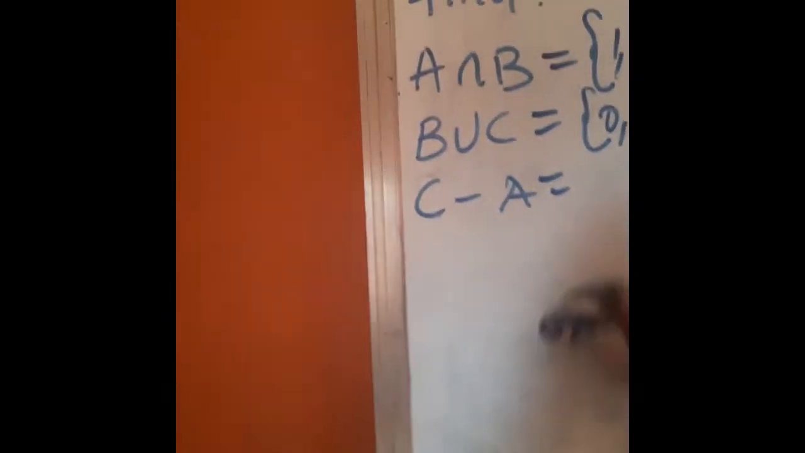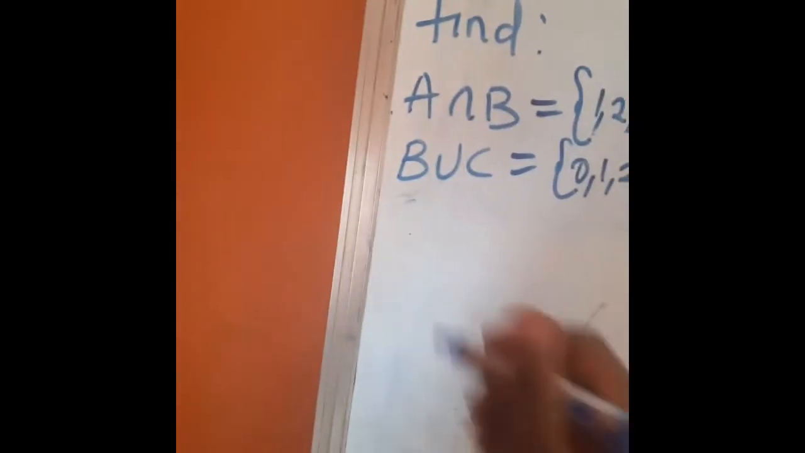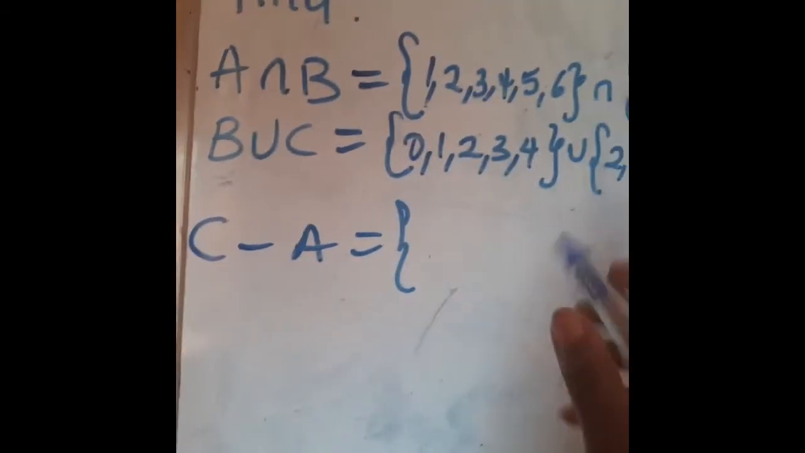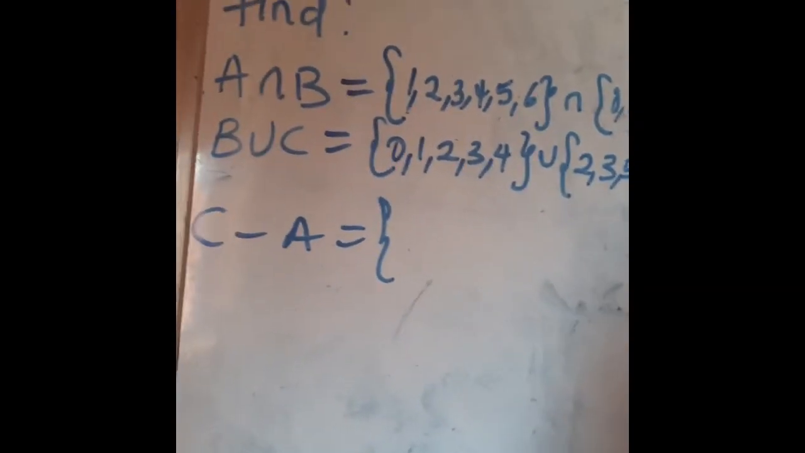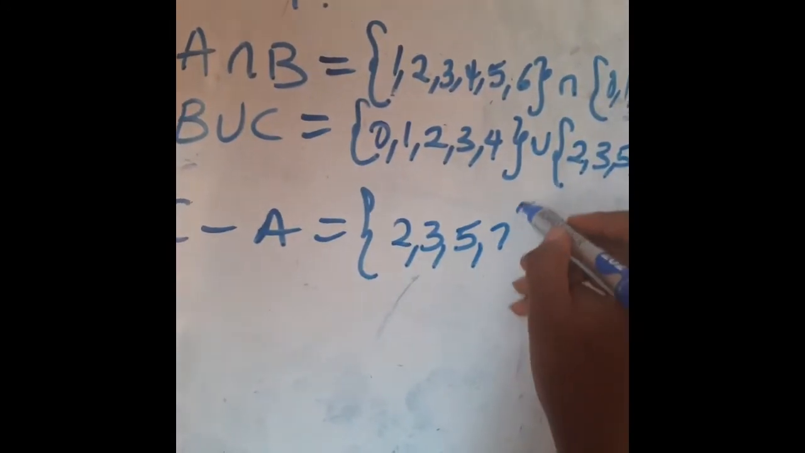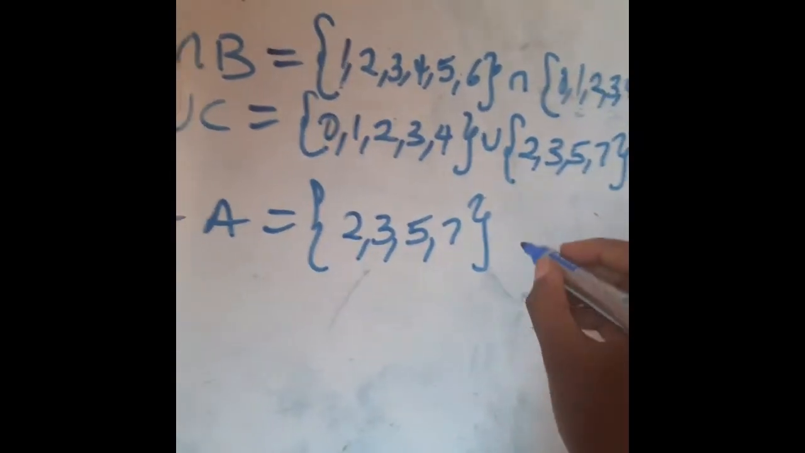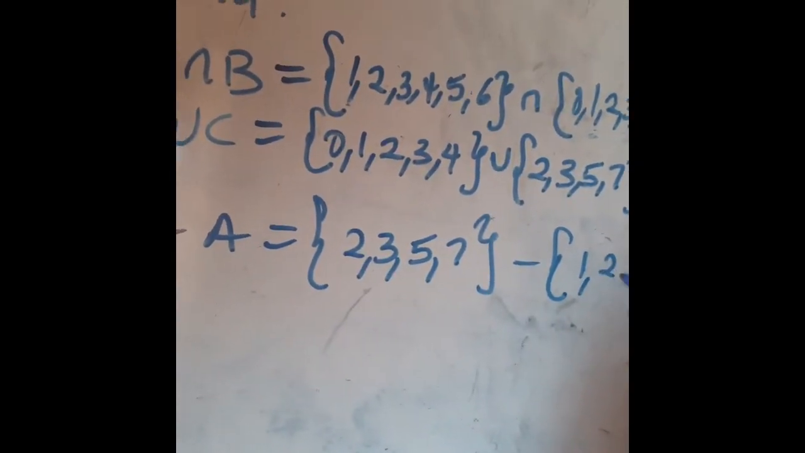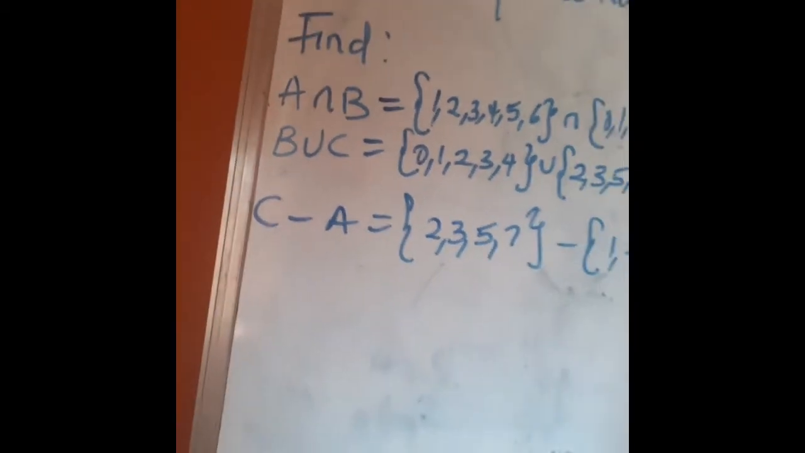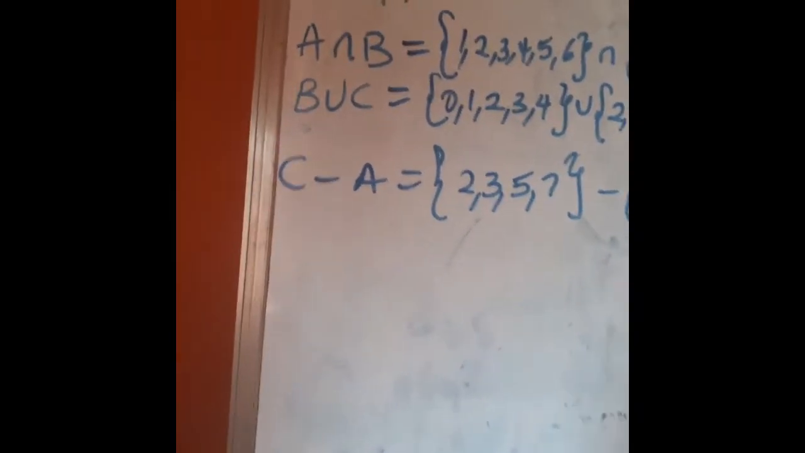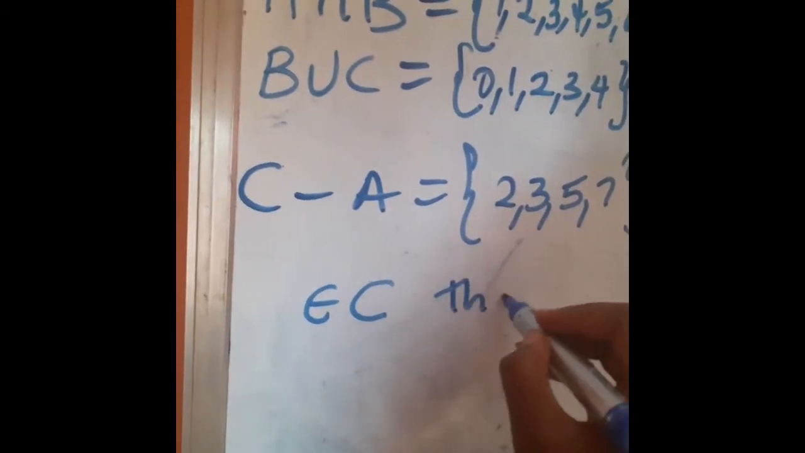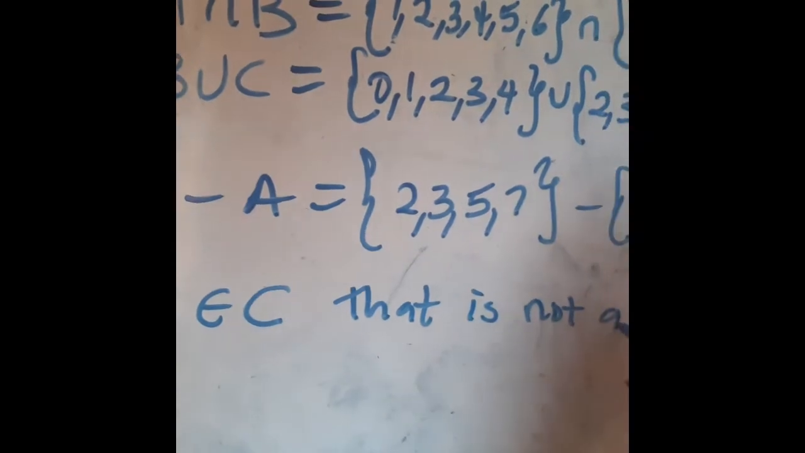So C minus A, set C minus set A. What is set C? Set C is all prime numbers less than 10, which is 2, 3, 5, 7. And minus set A, which is 1, 2, 3, 4, 5, and 6. And I said when we see the difference between two sets, that means elements of set C that are not elements of A.